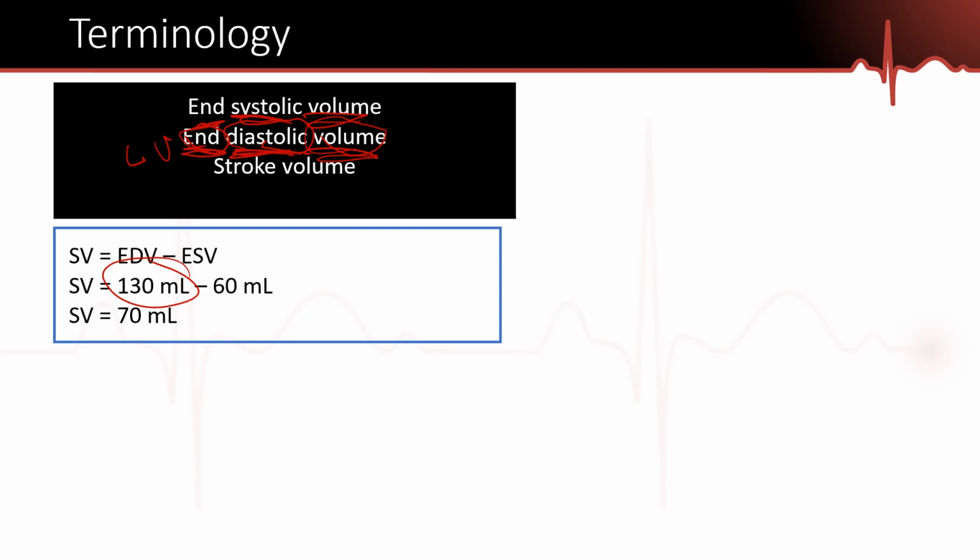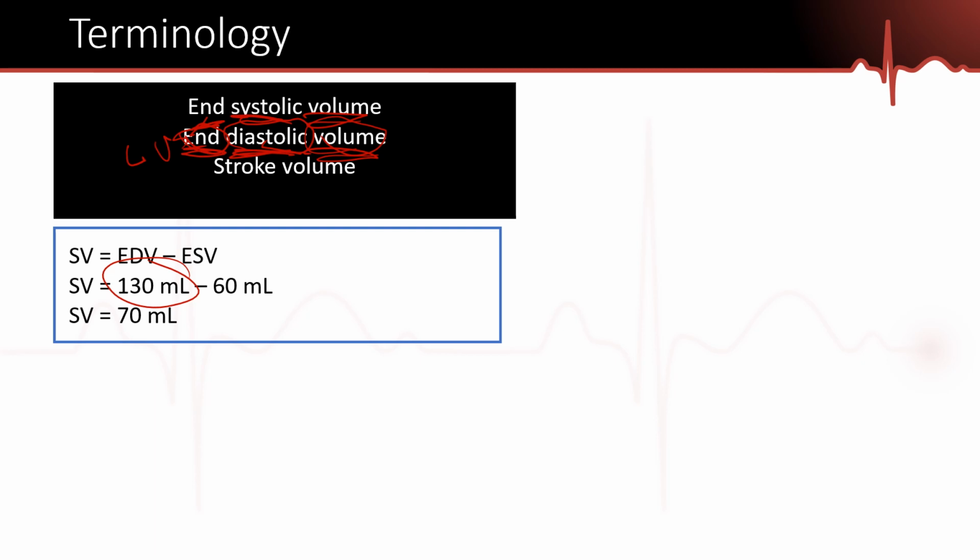It sounds exactly like what it means. End systolic volume means what's the amount of blood in a chamber after it has contracted, right? Systolic, systole. So at the end of systole, at the end of a contraction, what's the volume of blood left within a chamber? Now, what we're usually interested in is left ventricular end systolic volume.